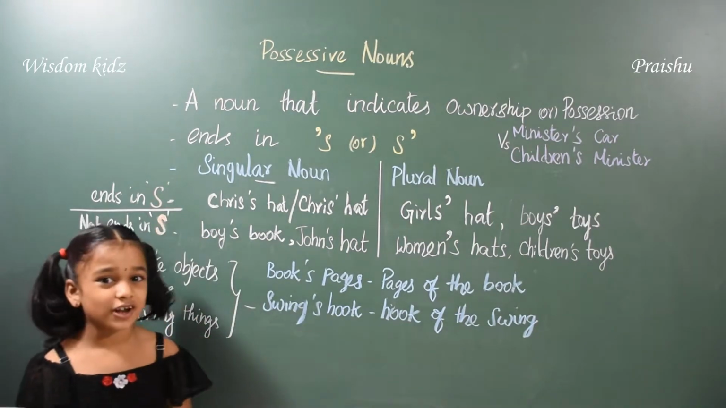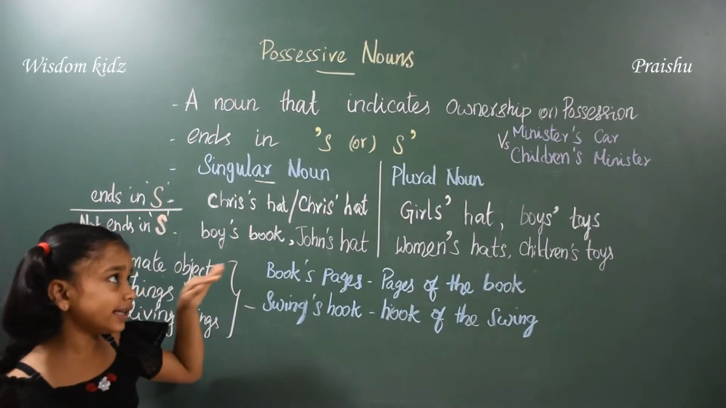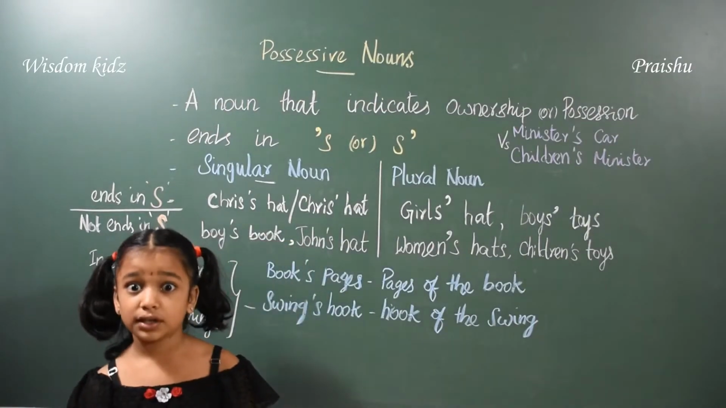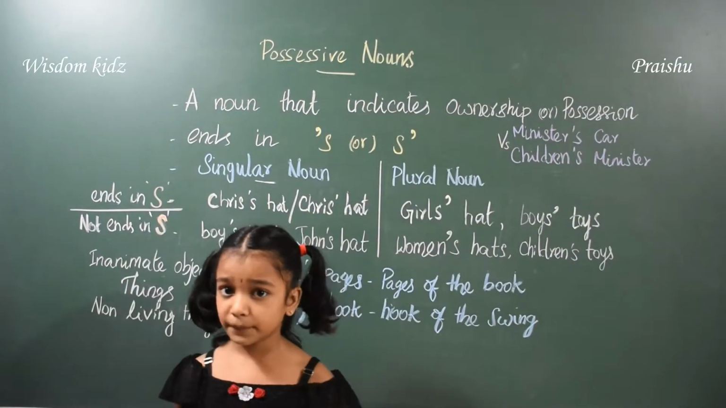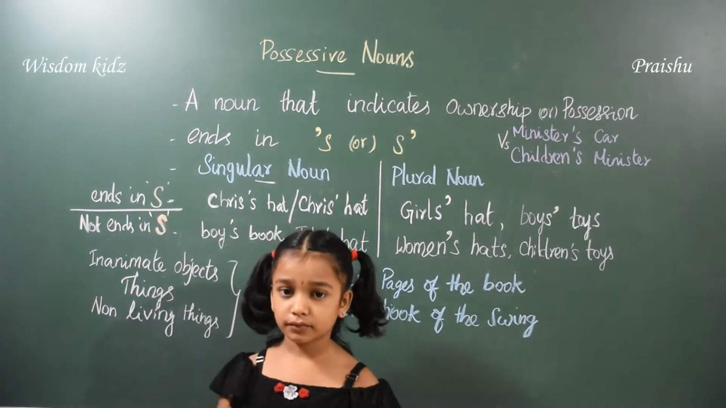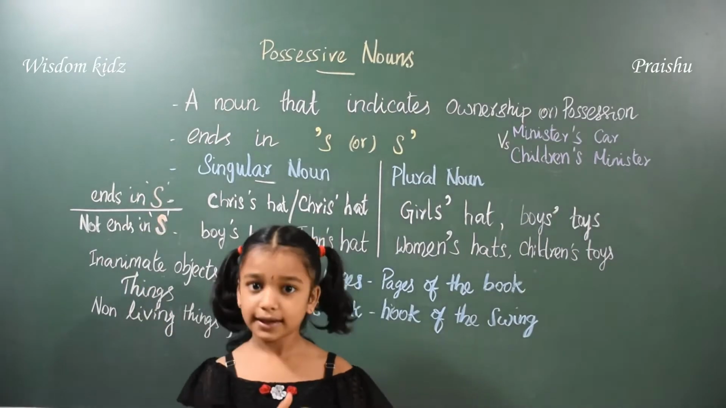We will learn possessive nouns. A possessive noun is a noun that indicates ownership or possession. Example: this is Mary's lamb. This is Ken's pen. This is the boy's bicycle, etc.